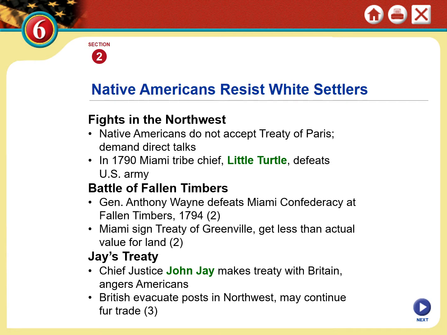And he had already led several successful campaigns against American armies. So Little Turtle was pretty hardcore. Meanwhile, he was undefeated. And he rallied a number of other tribes. And they called themselves the Miami Confederacy in honor of their leader, Little Turtle, from the Miami tribe. Now, the Miami Confederacy defeated several different American armies.